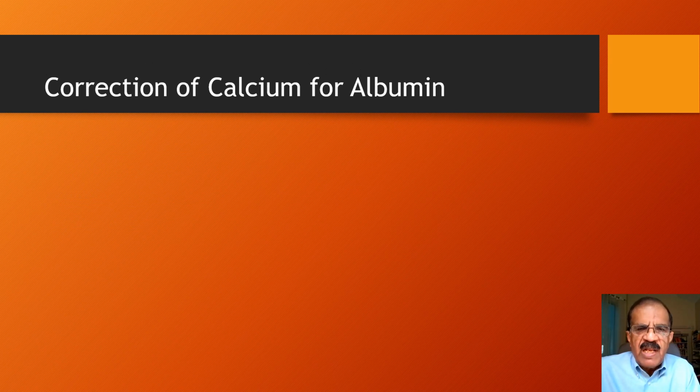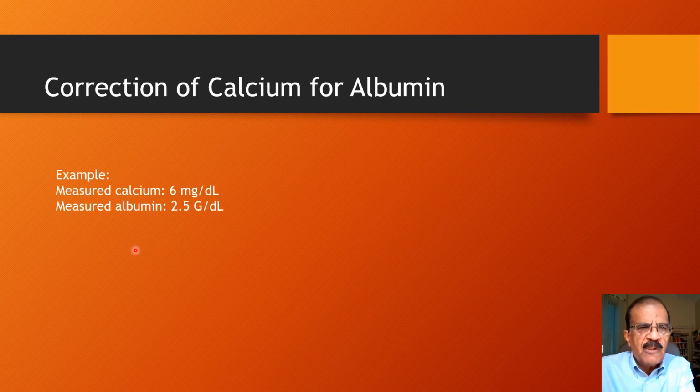Correction of calcium for albumin. Now this is what I mentioned earlier, but I'm going to give you an example which will help you to understand what it means and how to actually make the correction. Suppose you have a patient and you measure his calcium and it turns out to be 6 milligram per deciliter, which of course is very low.